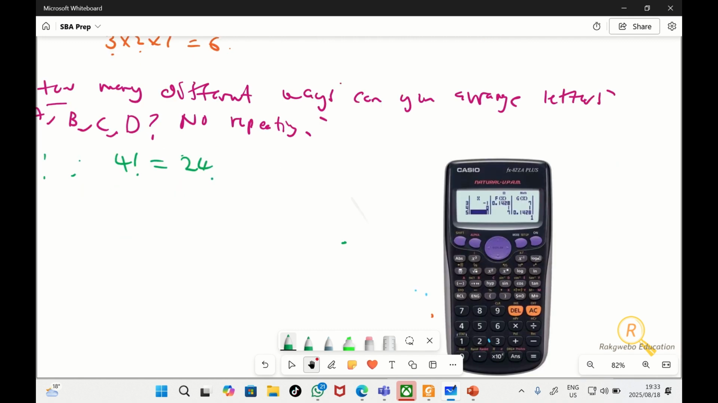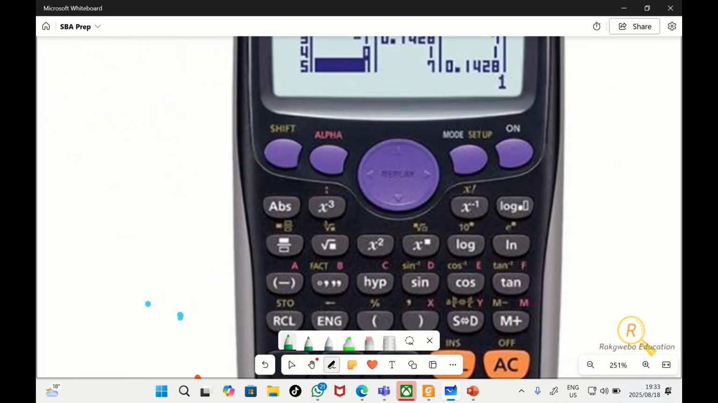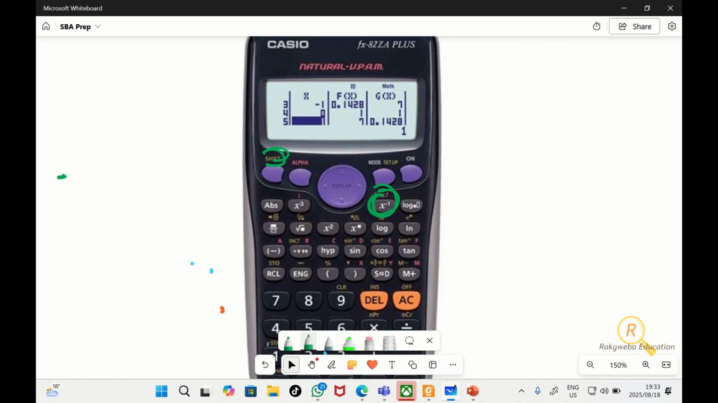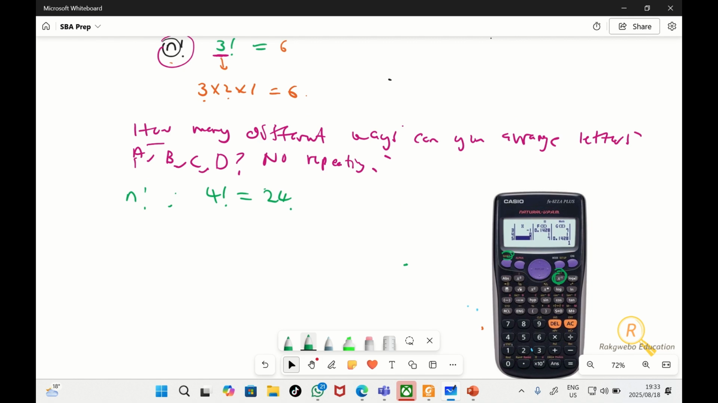How do you punch 4 factorial into a calculator? Here's the sign for factorial on your calculator. This sign here has an X and an exclamation mark. Since it's in orange, you have to first of all press shift before you access it. So you're going to press 4 first, and after that shift, and then that button. This will give you 4 factorial, and you get the answer 24. Easy peasy lemon squeezy. All right.